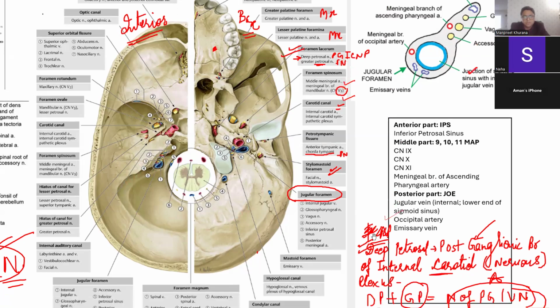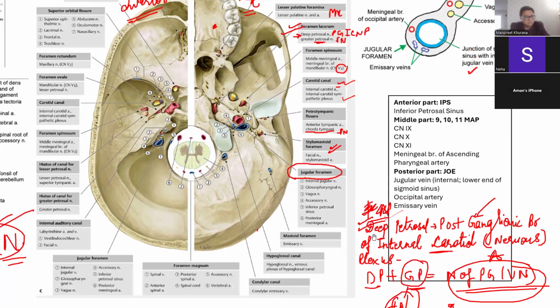So this was the jugular foramen. In the jugular foramen, we have the anterior part, the IPS, that is the inferior petrosal sinus. So just remember the structures, just make an image of this interior of the skull so that you never forget it. So in the jugular foramen, we have the inferior petrosal sinus.